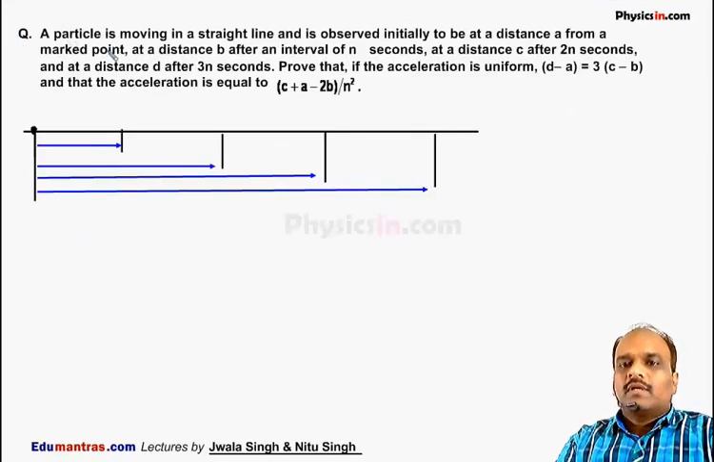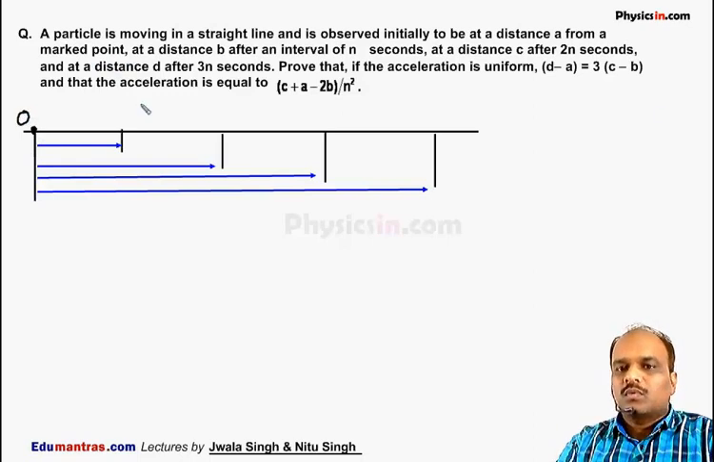Question: a particle is moving in a straight line and is observed initially to be at distance a from a point marked. Let this point marked be O. The particle is at distance a, so this distance is a. Let this point be P.